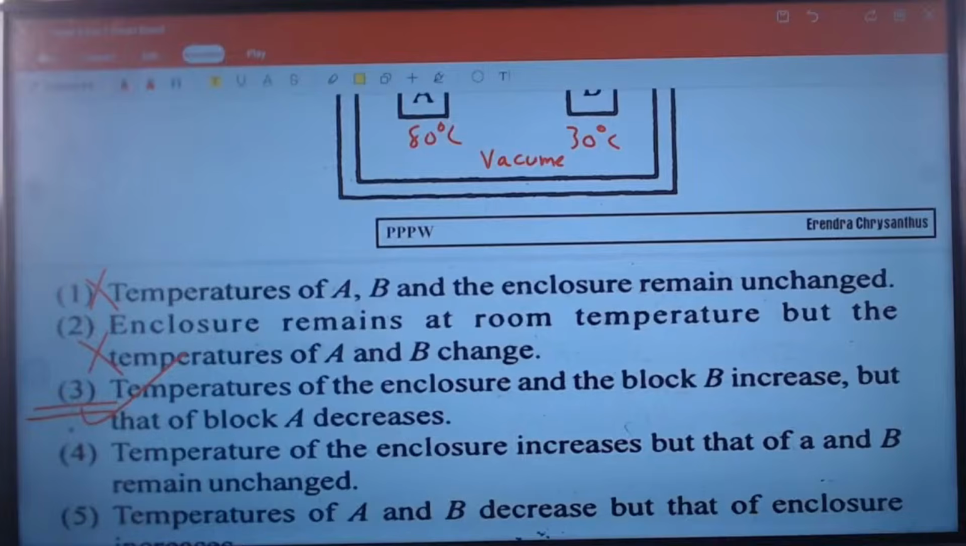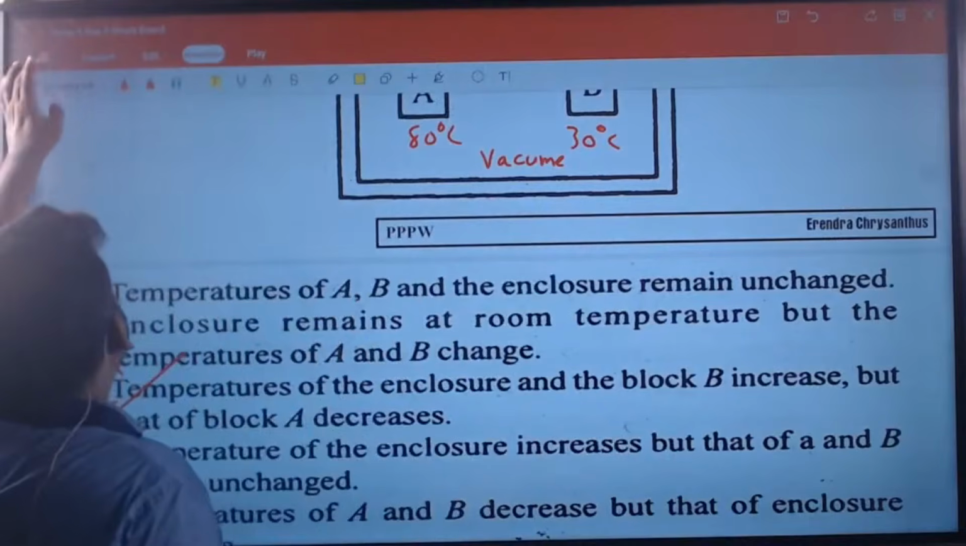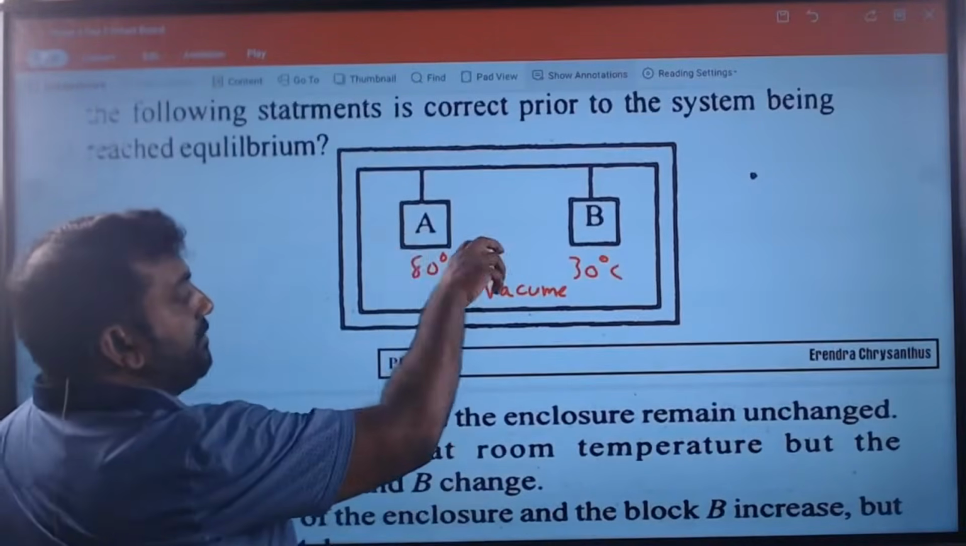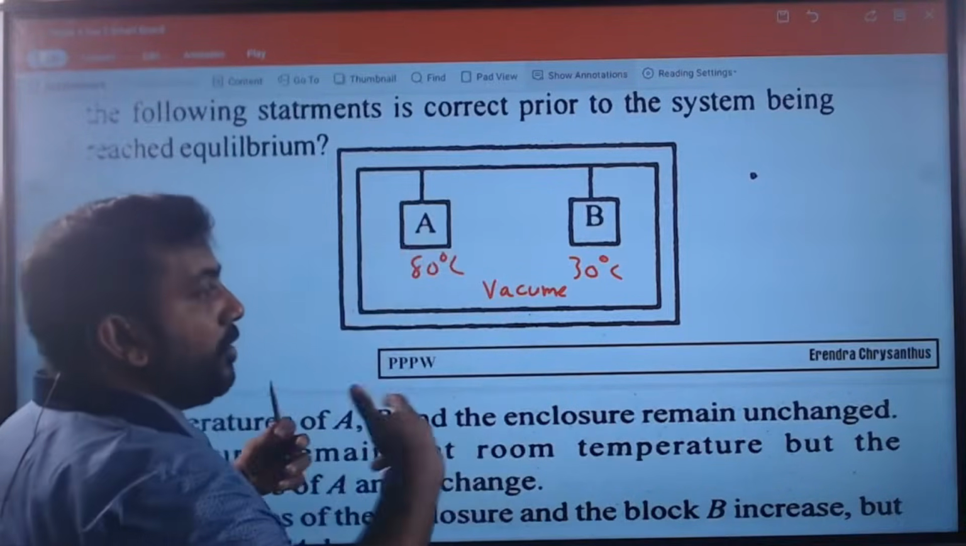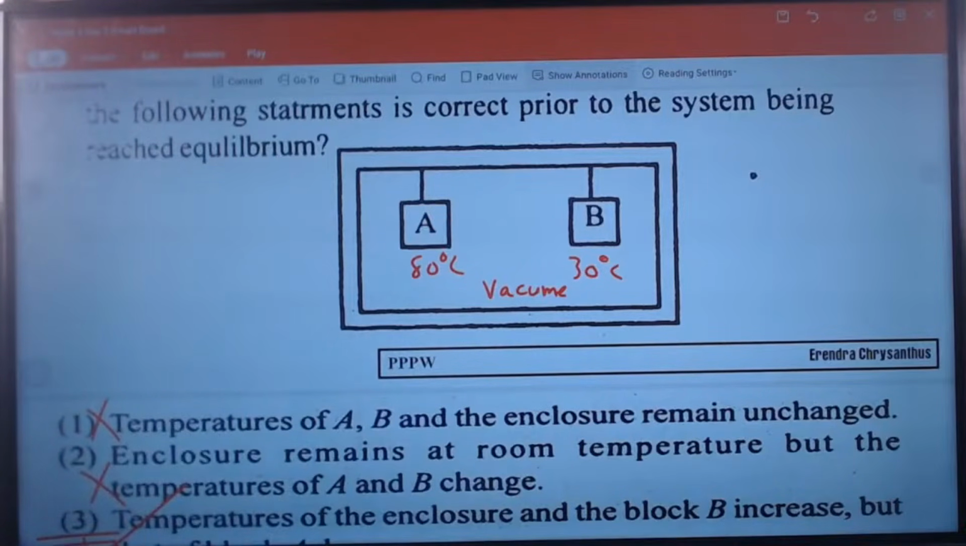Due to radiation heat transfer, A will reduce in temperature, B and the room will absorb heat. A will give out heat, B and the room will absorb heat, causing the temperature of B and the room to increase.